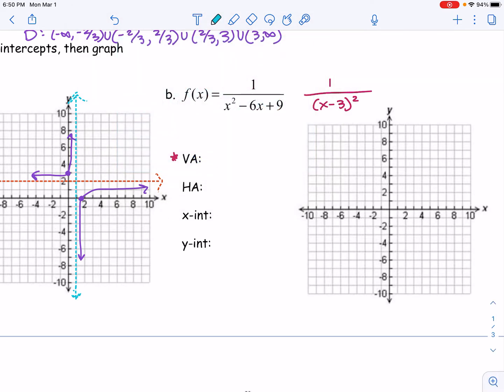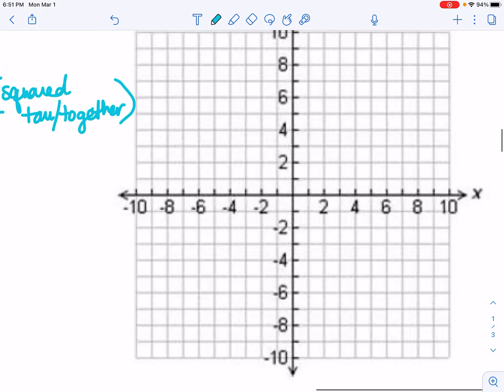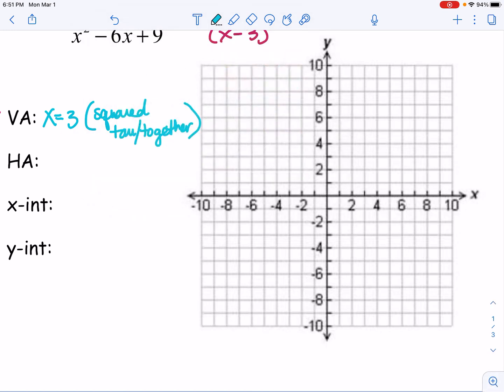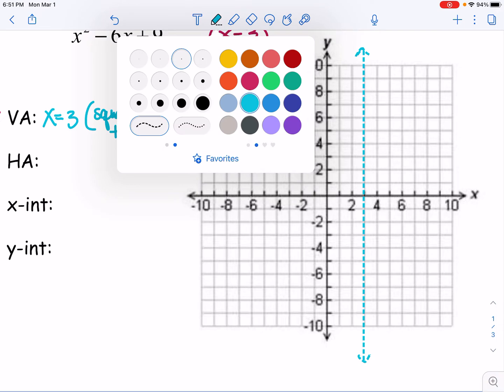Setting our denominator equal to 0, we're going to get x equals 3. And because it's squared, we're going to say this is a tangent / together. Okay, whatever note you want to make there, just so you don't forget when you go to graph it. Because when I graph it, all I'm seeing right now is this. So we don't see that tangent or togetherness until we actually physically graph after we have all these characteristics.